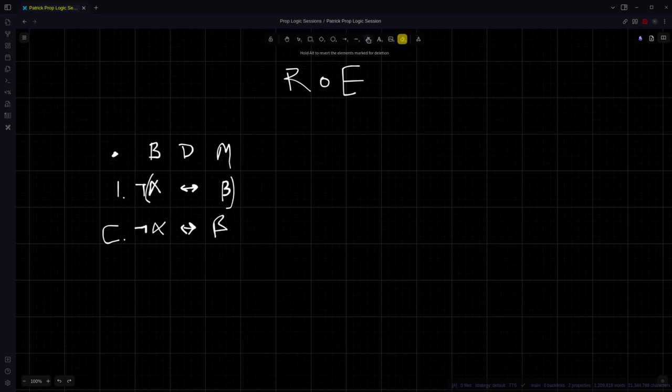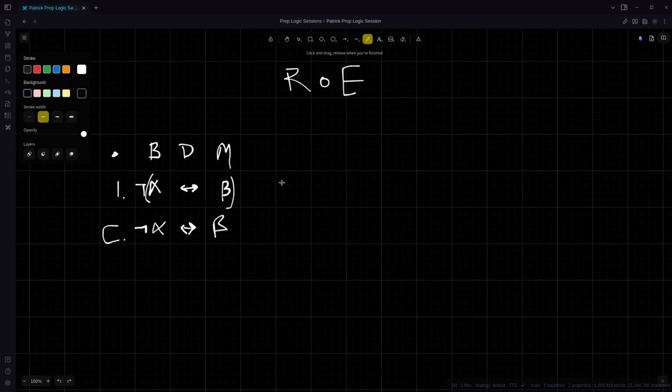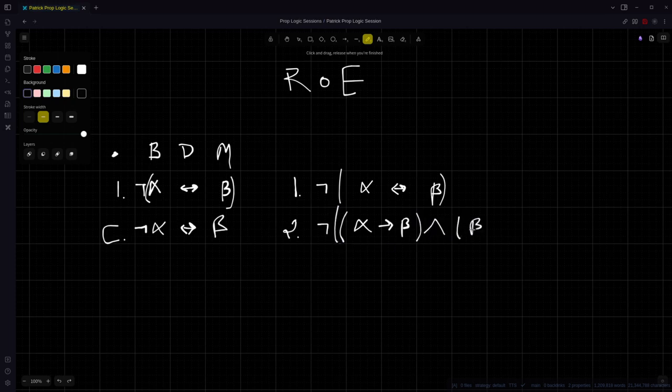And I can show you why. Let's prove it once, and then you can make sense of the others. So let's say I have the negation of alpha double implies beta. So this means that it is the negation of alpha implies beta, and beta implies alpha.